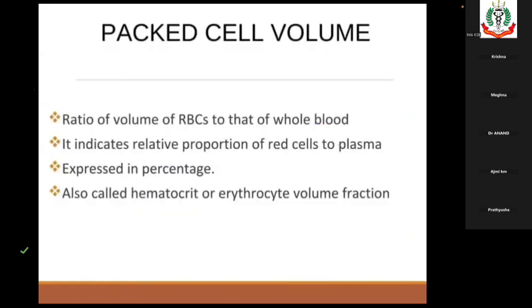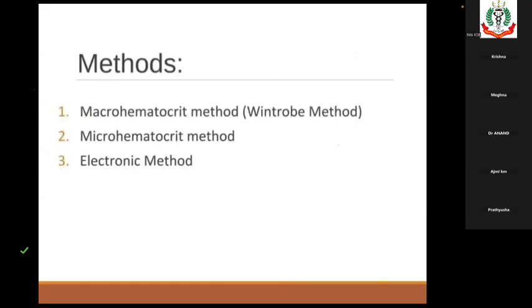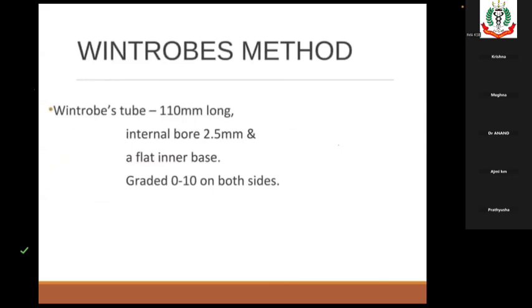PCV, another short note. Packed cell volume can be asked in many ways. Some people ask just PCV. In some question papers, it can be asked as hematocrit. It's the same. So just write about PCV. And what is the anticoagulant of choice for PCV? It is double oxalate. It is a mixture of ammonium oxalate and potassium oxalate in the ratio 3:2. So what are the different methods of PCV? What is Wintrobe's method?